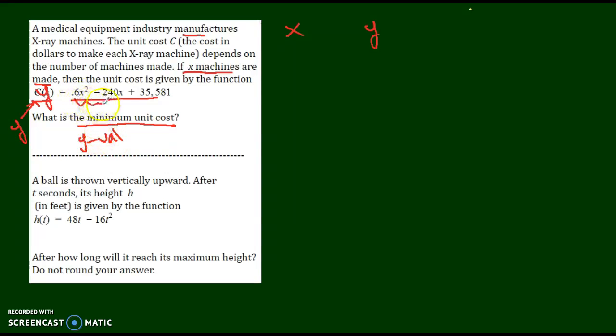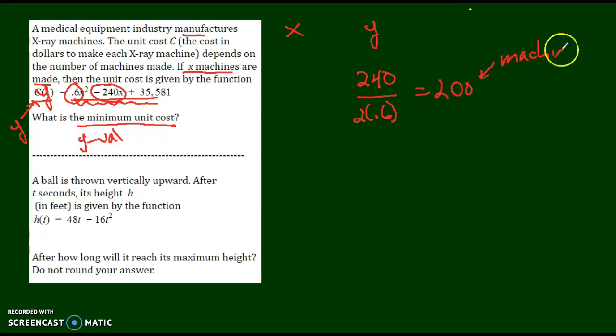But of course, before I can find the y value of the vertex, if it's in standard form like this, I need to find the x value. So I'll do the normal things. X value of a vertex is the opposite of b over 2a. So in this case, the opposite of b is going to be 240. And then 2 times a is going to be this calculation, which should come out to be 200. That means that's how many machines we'd make if we want to minimize costs.